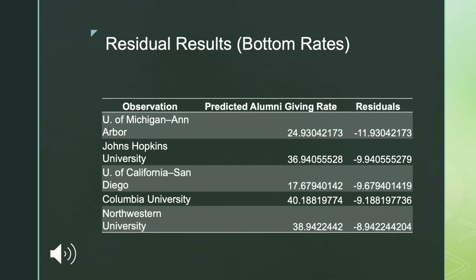Unfortunately, with good news comes bad news, and here are the bottom 5 universities and colleges who are not doing well with graduation rates or their student to faculty ratio as it shows in their numbers. The University of Michigan, Ann Arbor, Johns Hopkins University, the University of California, San Diego, Columbia University, and Northwestern University.